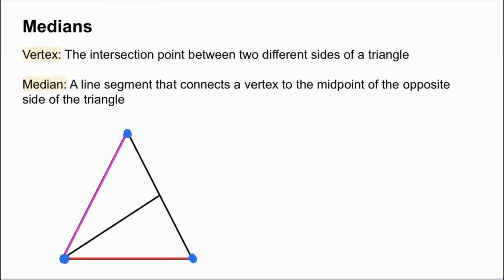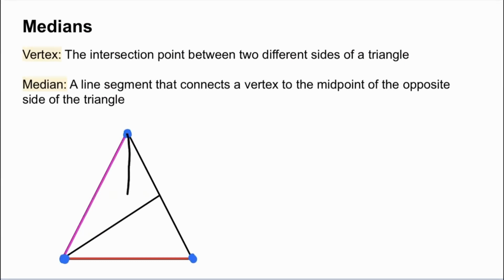And a median is a line segment that connects a vertex, one of these 3 points, to the midpoint of the opposite side of the triangle. That's what this black line in the middle of the triangle is. This is a median, and it's going to divide this side of the triangle into 2 equal parts. Every triangle actually has 3 medians because it has 3 vertexes.